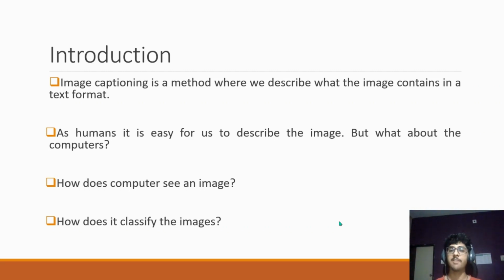So how does it classify among different images? That's where the CNN and RNN, the convolutional neural network, comes in. It helps the computer to identify that this feature is of this image because it has already been trained on different datasets.